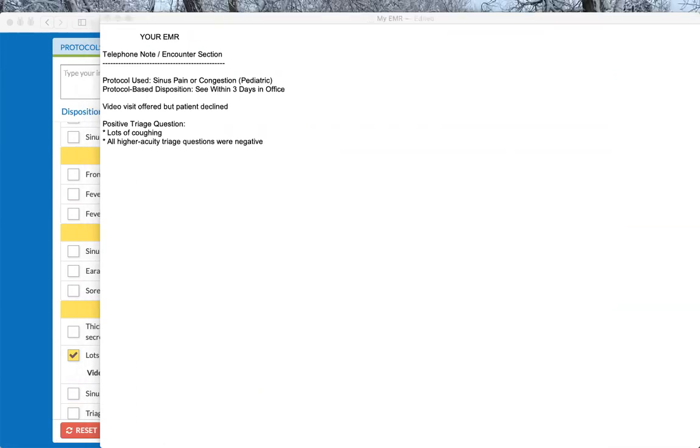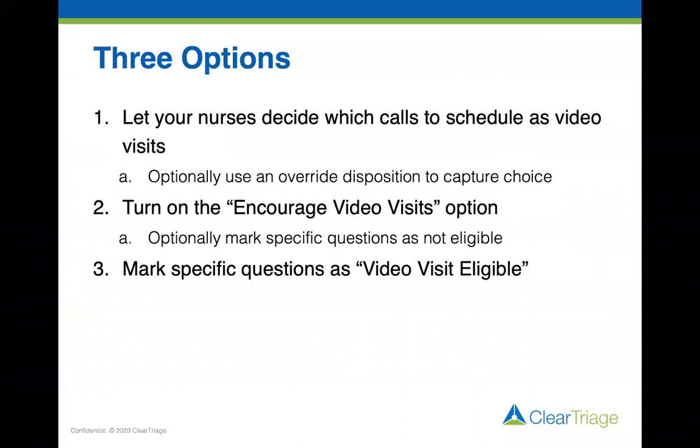So those are the 3 options that we have. One that you're probably doing now, just relying on the skill and judgment of your nurse to schedule a video visit. You may want to add in that override disposition. We have the new encourage video visits option. You can turn that on, and then you can mark specific questions as not eligible. So what you're getting there is you're getting that more active prompting of your nurse to offer the video visit. You're also recording, did they offer it? Was it accepted? And you can start getting real consistency by marking particular questions that you want to and don't want to have offer a video visit.